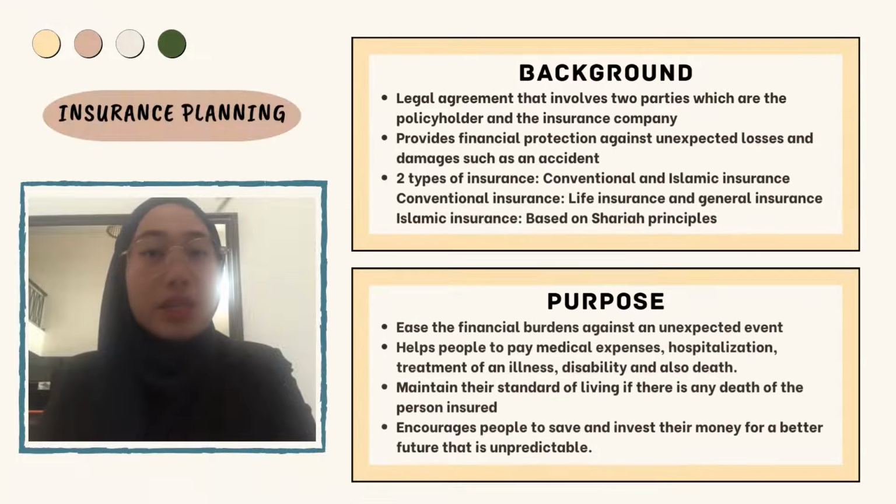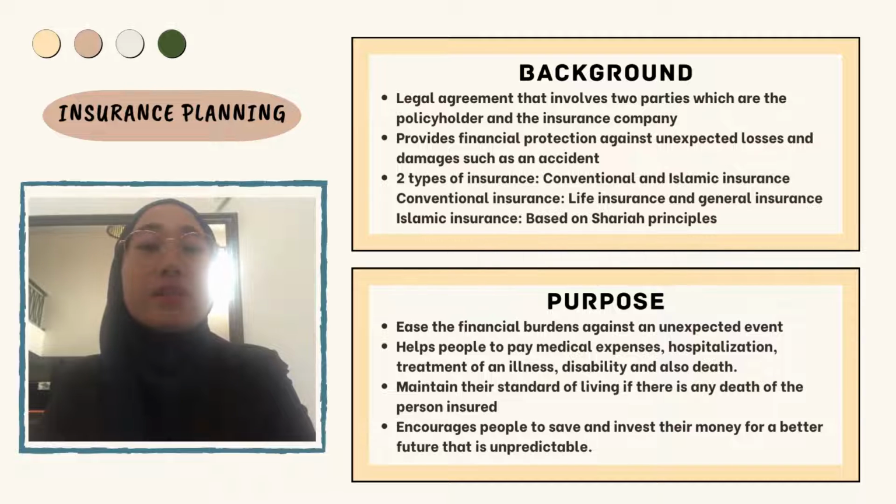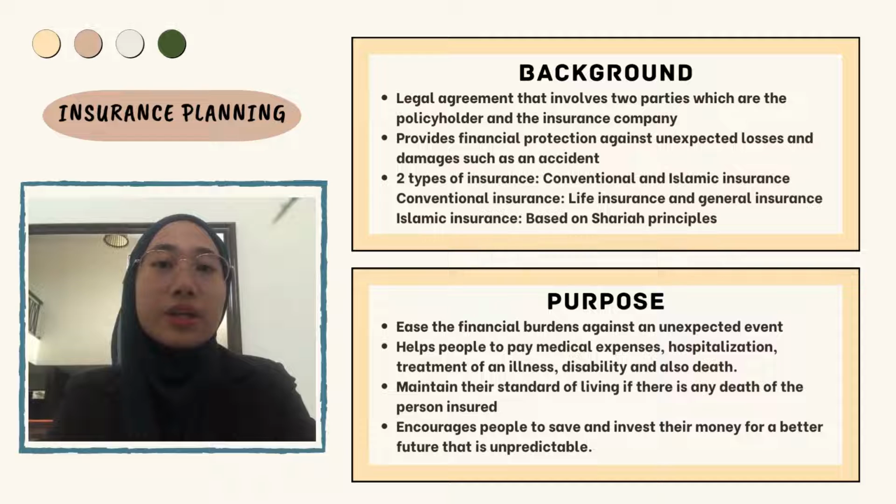Background of insurance. Insurance planning is a legal agreement that involves two parties, which are the policyholder and the insurance company. Insurance provides financial protection against any unexpected losses and damage that an individual must bear under certain contingencies, such as accident or damage to their property. Two types of insurance are conventional insurance and Islamic insurance. Conventional insurance is divided into life insurance and general insurance. Islamic insurance is based on Sharia principles, which avoid elements of riba and gharar.